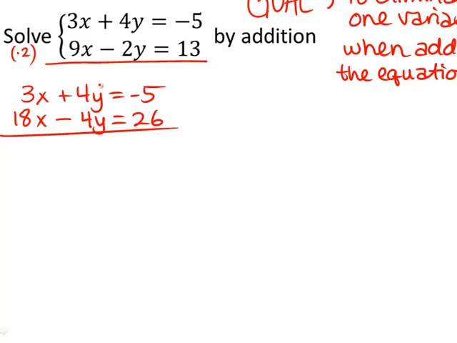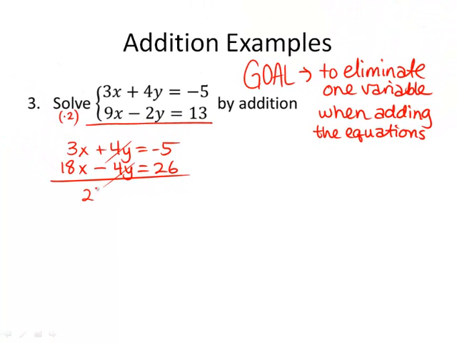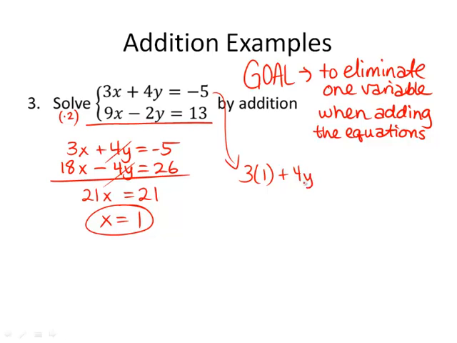When we add those together, what we want happens because 4y minus 4y is 0. 18 plus 3 is 21x, and 26 plus negative 5 is 21, giving us x equal 1. Now we can plug it back into either of the equations. So you have a lot of choice here. Play around with these. Try and solve this same equation in a different way and see if you get it.